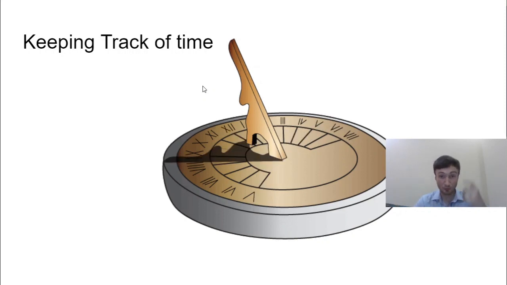Oh, and one more thing. Before we had watches and clocks to tell the time, they used to use this, which is a sundial. So it's very clever. As the sun moves around, the shadow points at a different time. Fantastic.